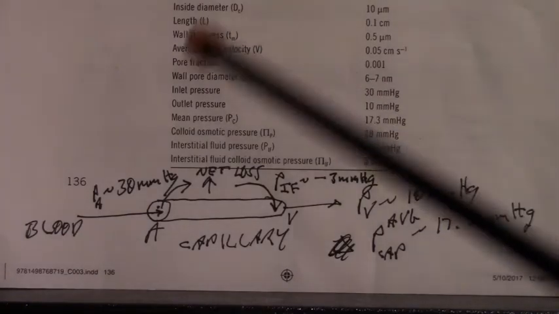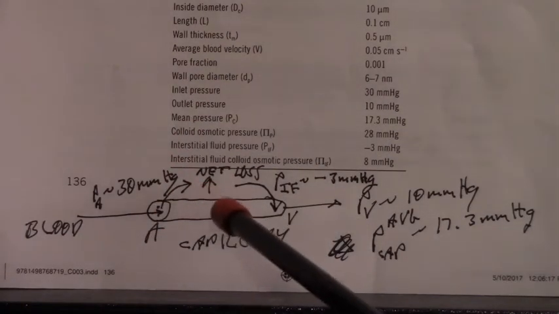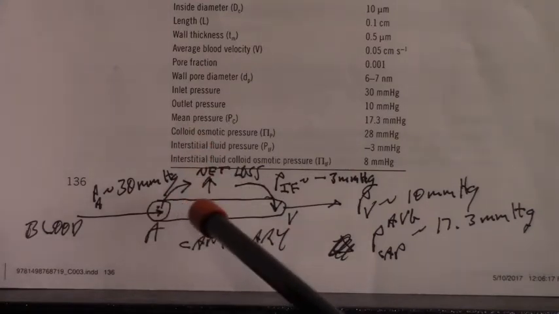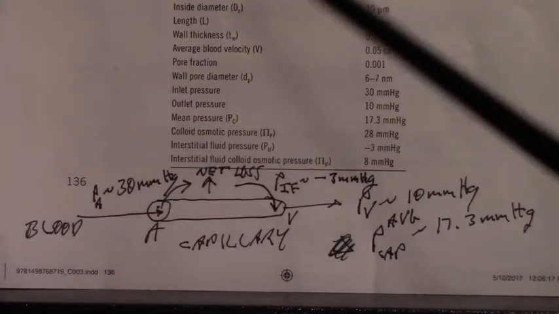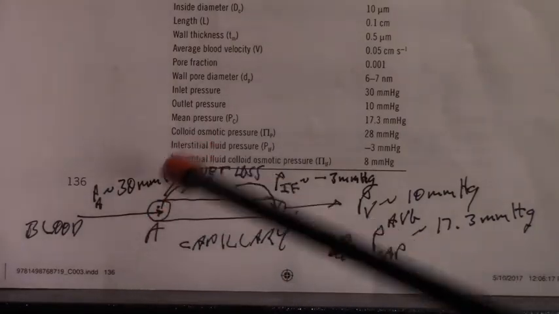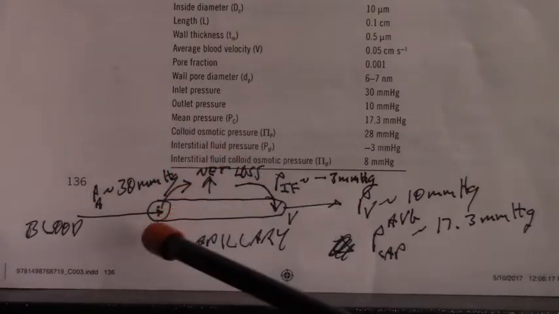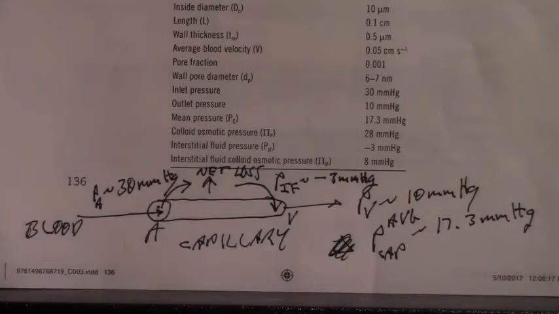Now, since the pressure in the capillary is higher on the inside of the capillary than in the interstitial fluid, that causes a filtration flow. That's what this arrow shows here. At the arterial end, the flow is out, so we're losing and filtering plasma across the capillary wall.